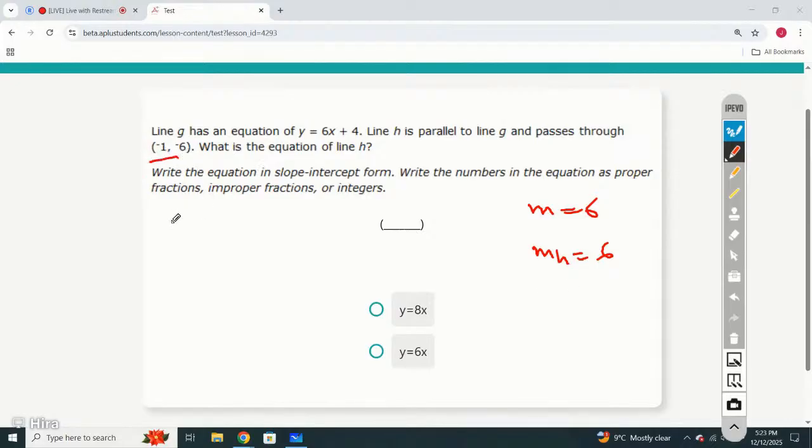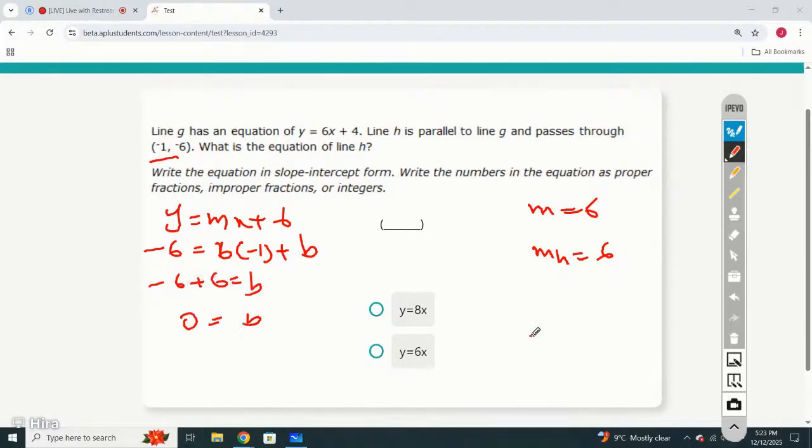So use the point and the slope and calculate the y-intercept. So y equals mx plus b: y is negative 6, m is 6, x is negative 1, plus b. So negative 6 plus 6 equals b. So b equals 0. So the equation is y equals 6x plus 0, or y equals 6x. Option number 2 is the correct option, that is y equals 6x.